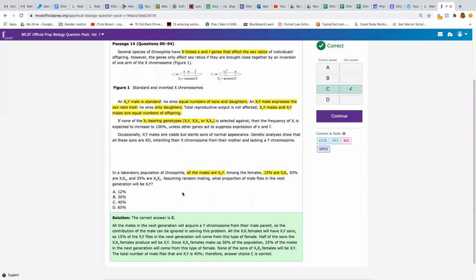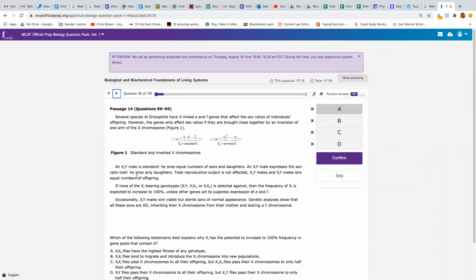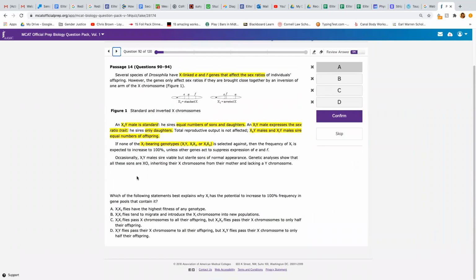Okay, let's see. Got that one right. Okay, let's try this one. All right, so which of the following statements best explains why the mutant allele has the potential to increase to 100% in the gene pool that contains it? Okay, so let's think about it, right? So how does the gene get passed along, right?